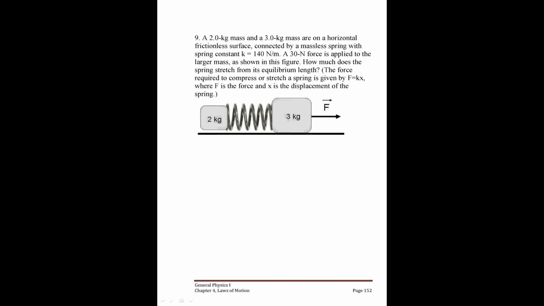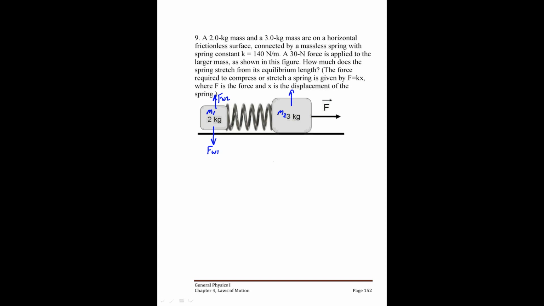The force required to compress or stretch the spring is given by Hooke's law. It's F equals kx, where F is the force and x is the displacement of the spring. So you have several forces acting on this. Just sketch them out first. I'm going to call this mass M1, and this one M2, just so we can keep them straight. This is going to be FW1, FW2. We don't need that information right now, but we'll need it a little later for the next problem, so I'll go ahead and write it out.